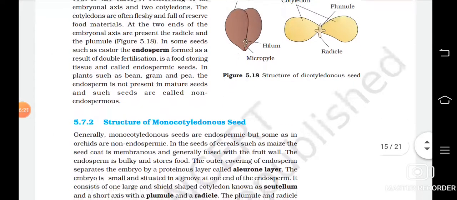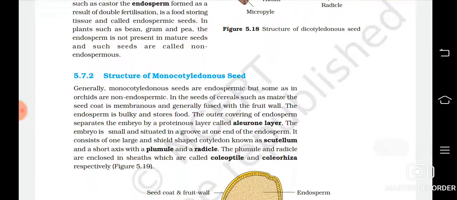Okay, so then next is the structure of monocotyledonous seeds. Monocotyledon seeds are endospermic. Okay, and there are also exceptions. Orchids, even though they are monocot seeds. Monocot and dicot, you remember, no? So what are monocot plants? Like coconut, isn't it? Rice, wheat, bamboo, all these are monocot plants. And other plants? Cashew, mango, all these are dicot plants.